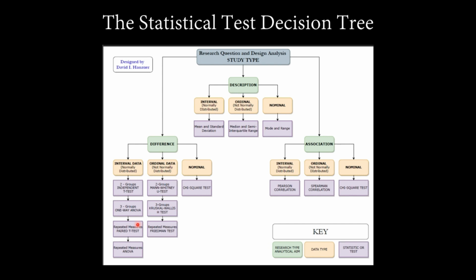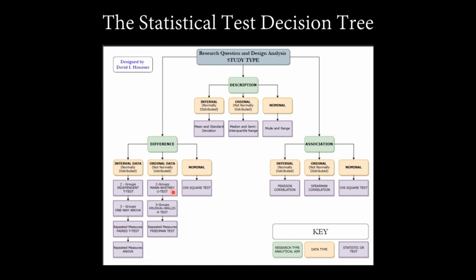So let's start by just going to our statistical test decision tree as we always do. The Kruskal Wallis H test is a test of difference. This test is similar to two tests that we've already looked at, the Mann-Whitney U test and the one-way ANOVA. Let me explain what that means. It's an ordinal data test and it's for not normally distributed data. In that sense, it's very close to the Mann-Whitney U test.